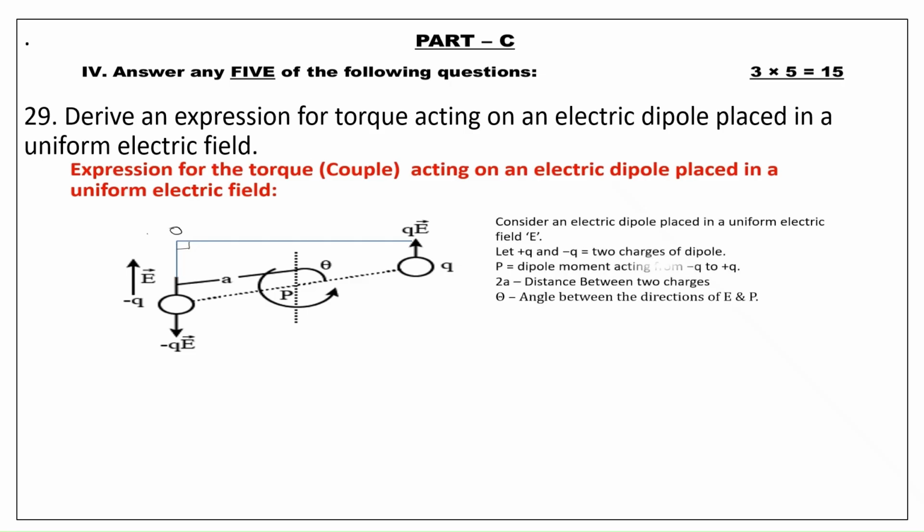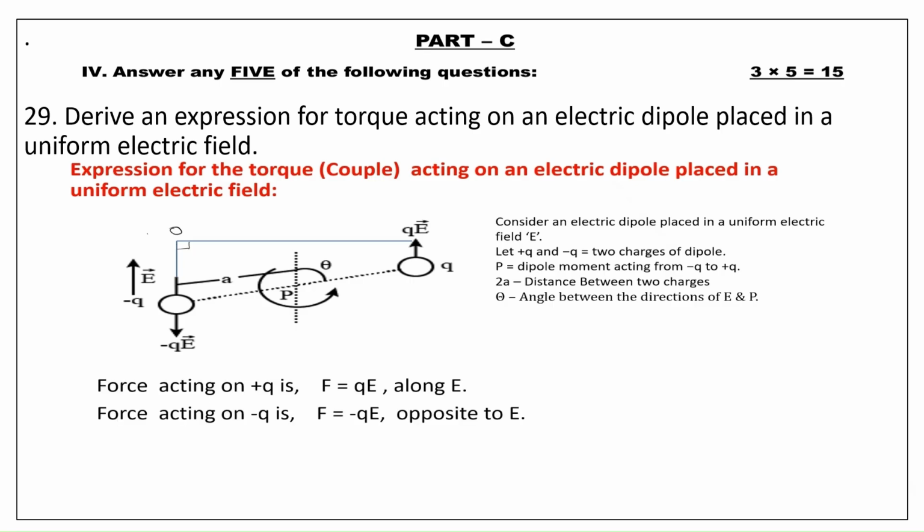From the figure, consider an electric dipole placed in a uniform electric field E. Let +Q and -Q be the two charges of the dipole. P is the dipole moment acting from -Q to +Q. 2A is the distance between the two charges. Theta is the angle between the directions of E and P.